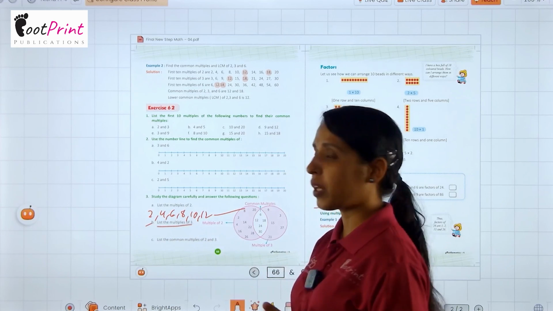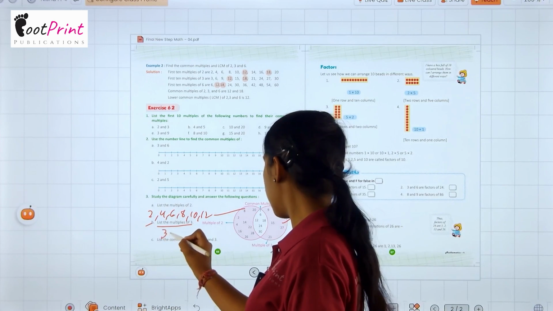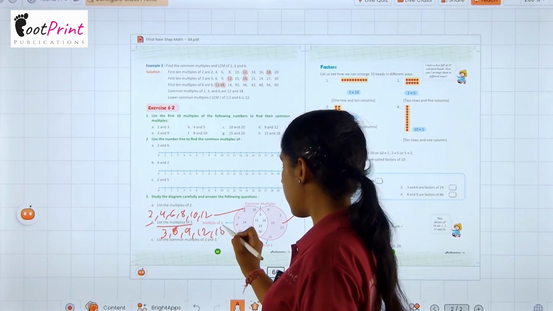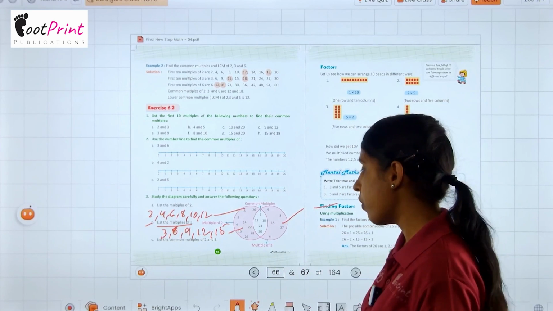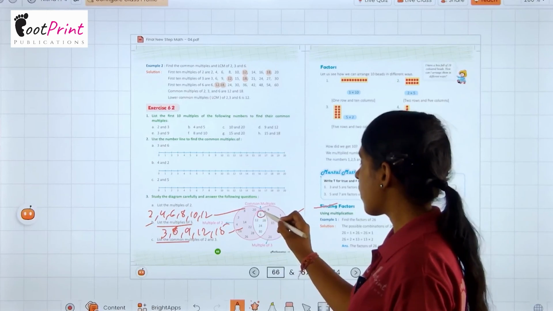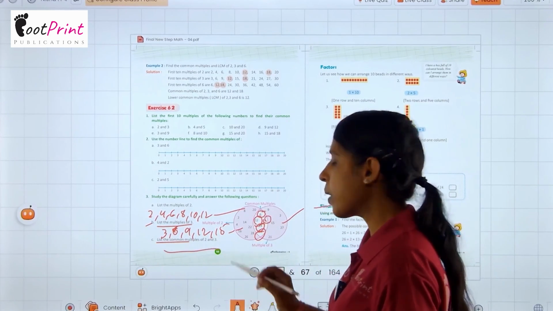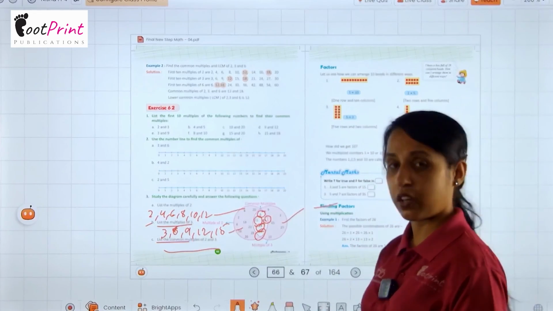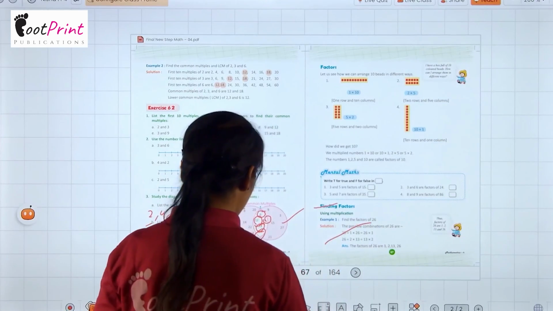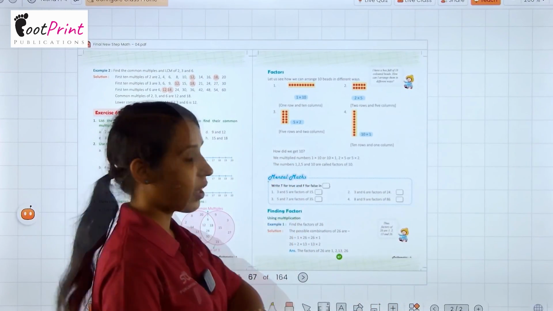Just like that, list the multiples of 3. So here are multiples of 3. So we can write 3, 6, 9, 12, 15 and so on. These are the multiples of 3. Now list the common multiples of 2 and 3. So here 6, 12, 18, 24 and 30 are the common multiples of 2 and 3. Understood? So you can write like that. Okay. Now we will move to the next question. Here your 6.2 exercise has been completed.